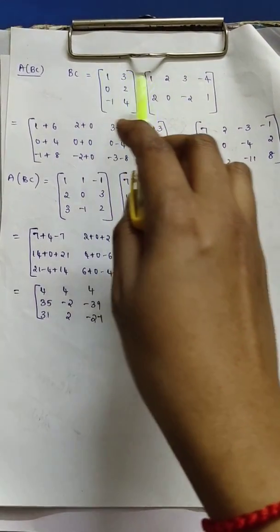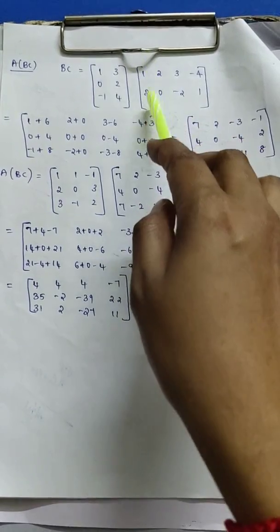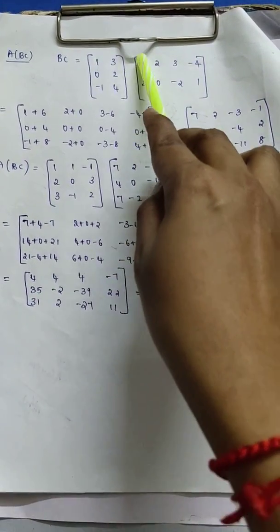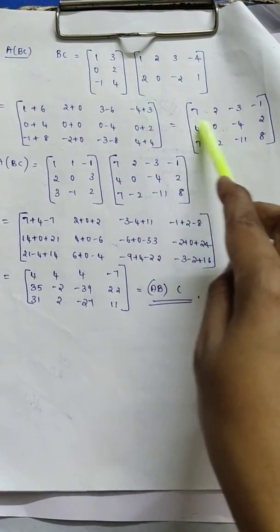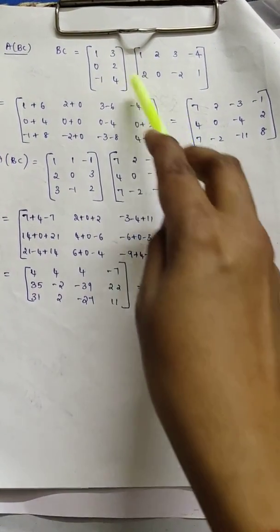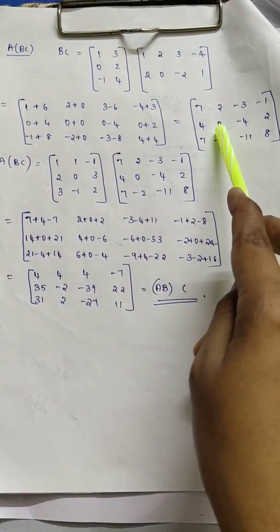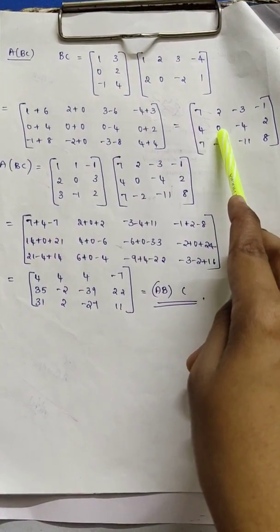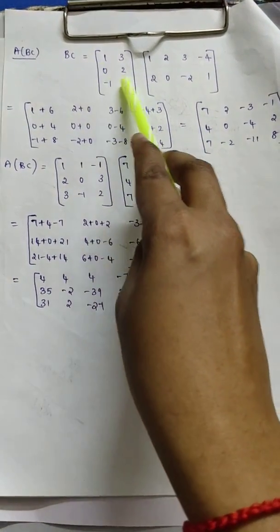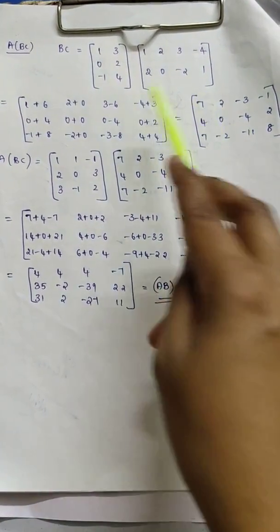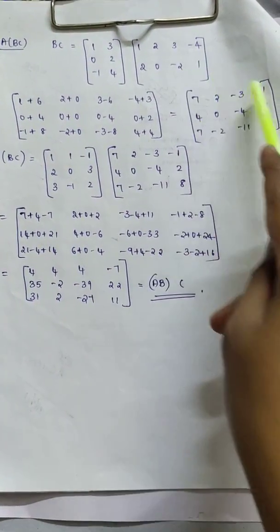Now moving to second row. Now second row is multiplied by all the 4 columns. So second row into first column will give you the element in second row first column. Now second row into second column will give you the element in second row second column, that is 0. Then you have second row into third column, minus 4. Second row into last column, that is 2.